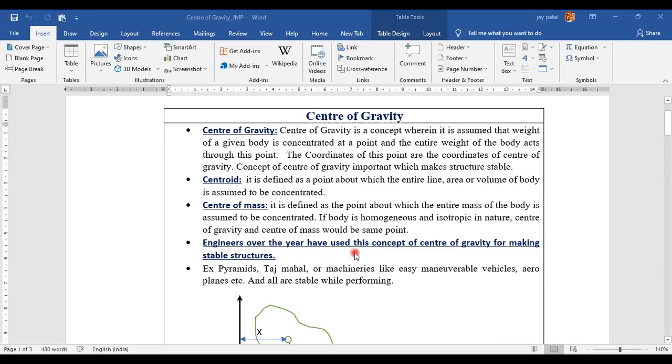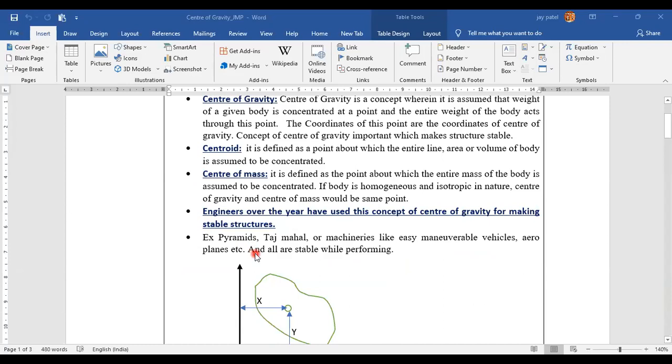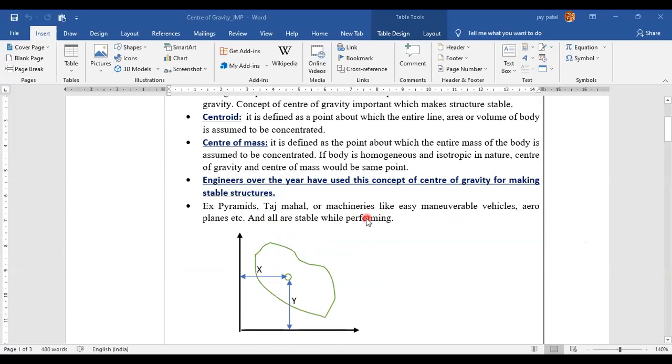Engineers over the years have used this concept of center of gravity for making stable structures. Examples are the pyramid, the Taj Mahal, or machineries like an easy maneuver vehicle and aeroplanes. All are stable while performing. Is it clear? I hope all of you are able to understand. If we are driving a car or a two-wheeler, the machinery is in a stable condition due to the center of gravity concept. Okay.